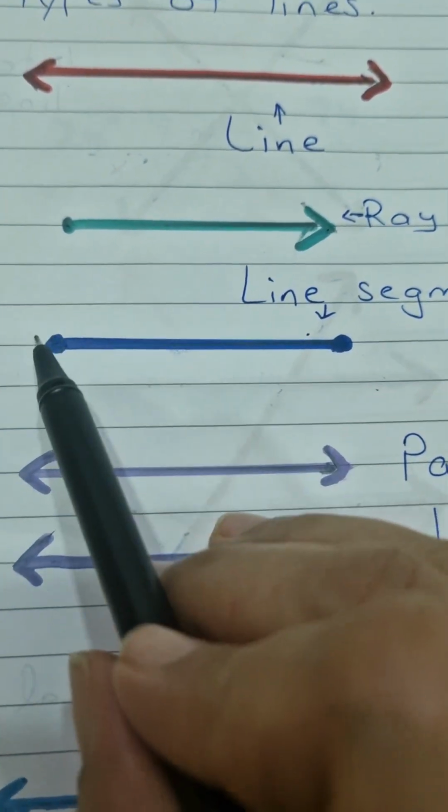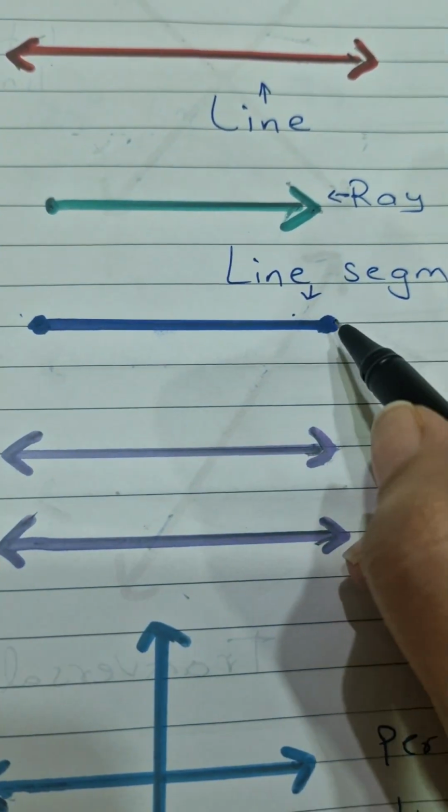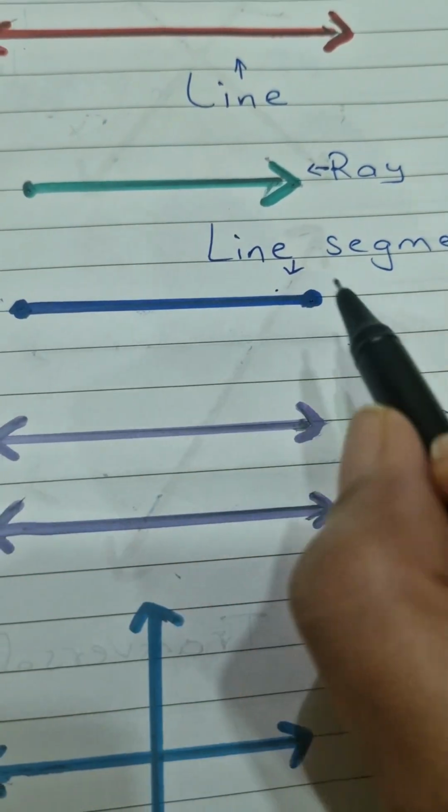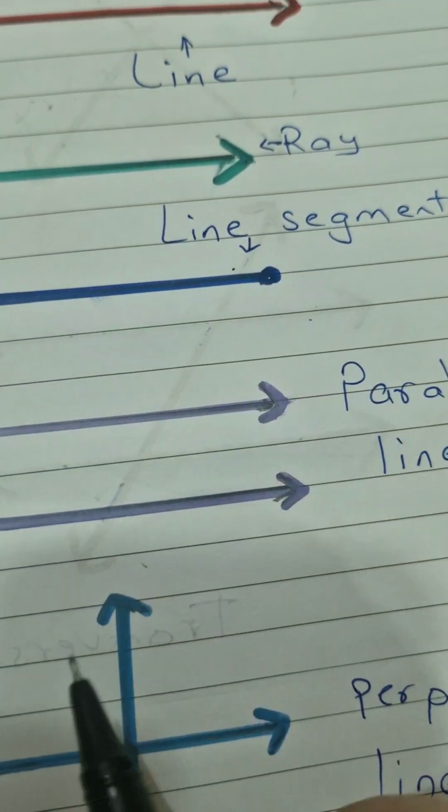The third type of line has both ending points. So this line has an ending here, this side also ends here, and this side also ends here. So this type of line is called a line segment.